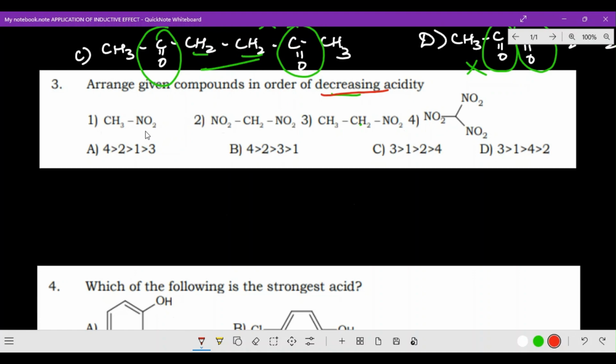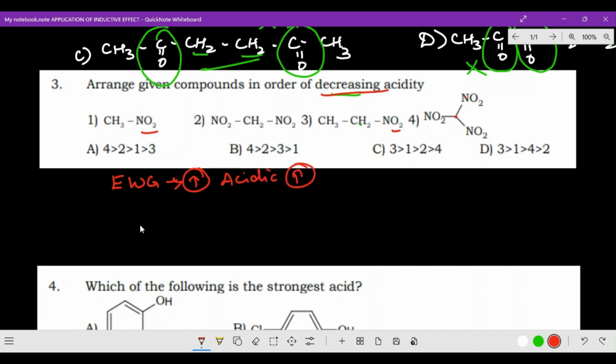CH3NO2. NO2 is actually an electron withdrawing group, so we can identify this very easily. CH3CH2NO2, and the carbon over here with NO2 and NO2. See here, the NO2 group is an electron withdrawing group, so it has more acidic strength, right? Here, when the electron withdrawing group increases, acidic strength also increases. You know that very well.